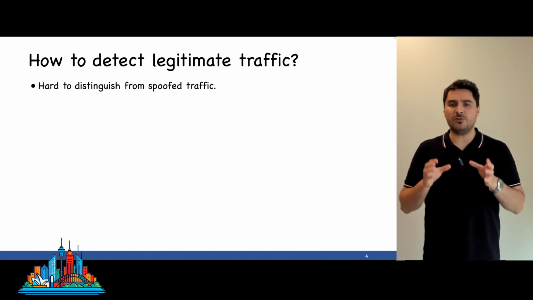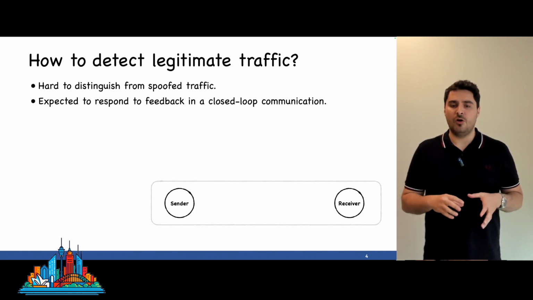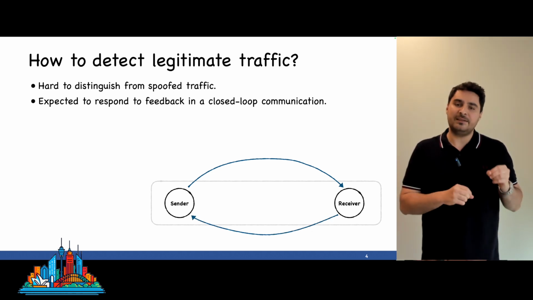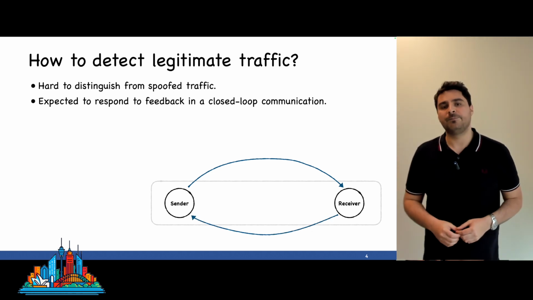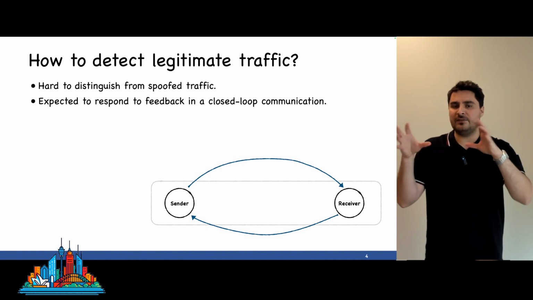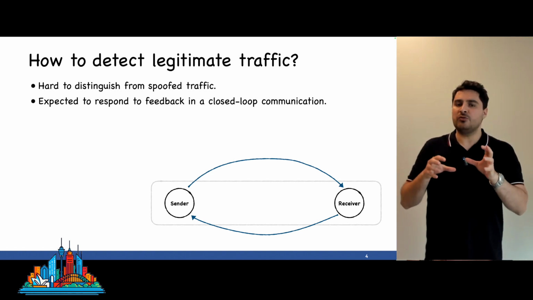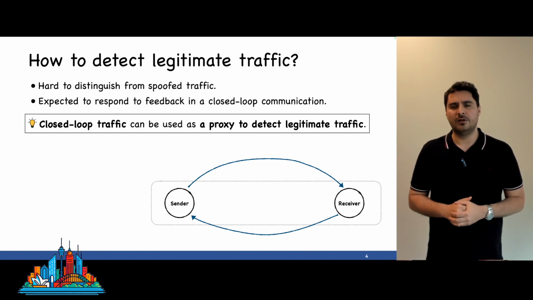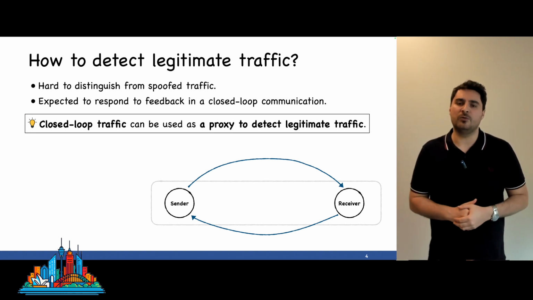Legitimate traffic typically consists of closed-loop flows where the sender sends some data to the receiver and elicits a response from the receiver in order to send more data. In this work, the big idea is that if we are able to detect closed-loop flows, we can use them as a proxy to detect legitimate traffic. So how can we detect closed-loop flows?